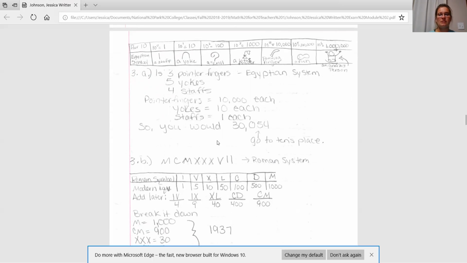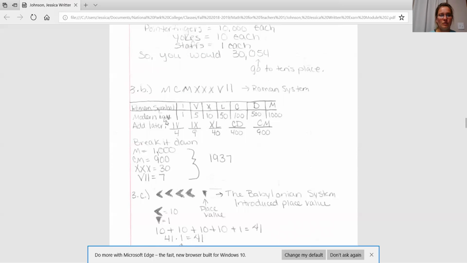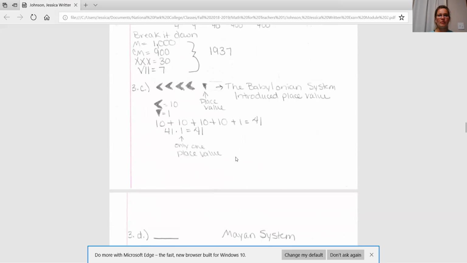Now let's go to the Roman system. I've given you a diagram that shows you what each Roman numeral symbolizes, like X equals 10. So let's break it down. M equals 1,000, CM equals 900, 3 X's equal 30, and V with 2 ones equals 7. That gives you 1937.